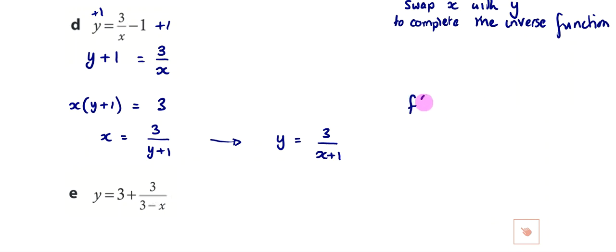So, if f of x equals 3 over x minus 1, then f minus 1, the inverse function of x, is 3 over x plus 1. So just using both sets of notation.